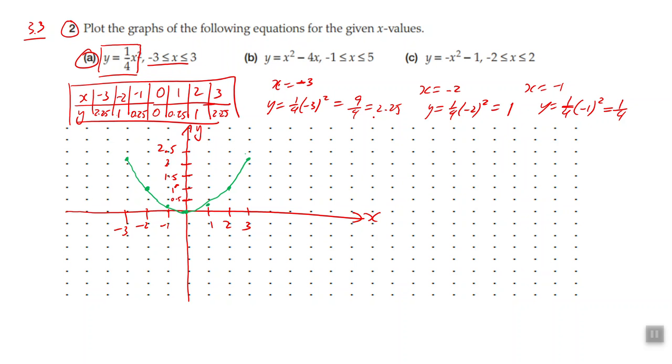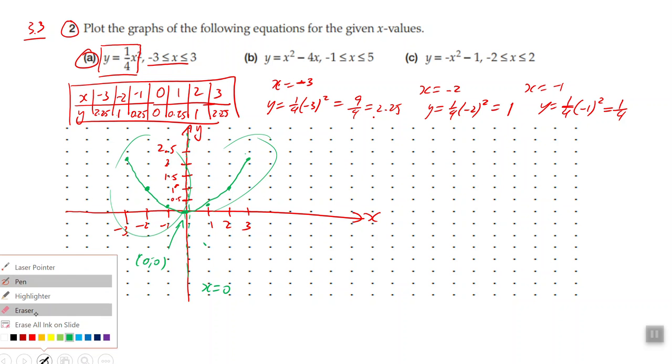Now sometimes they ask you for your turning point. So your turning point is where it turns, or where your vertex is. It's 0, 0. And your axis of symmetry, where it's symmetrical, is at x equals 0. That's the equation for the mirror. So if you were to draw a mirror, this half of the graph would be the same as that half. So that's essentially how you do 2 part A.